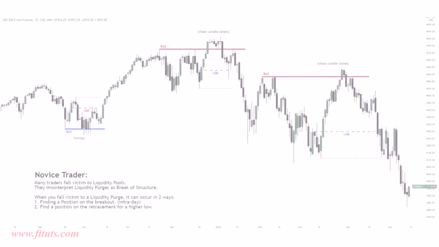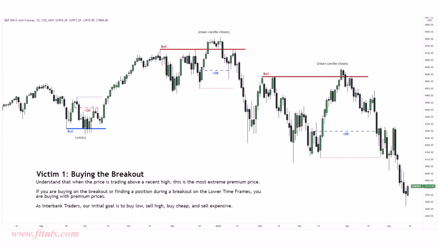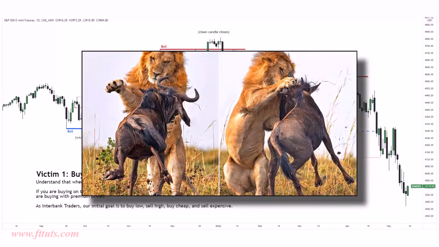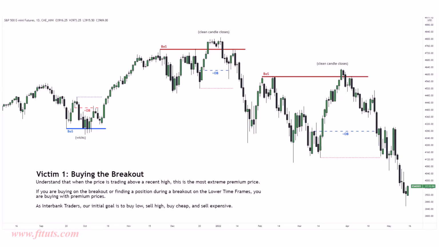So let's talk about the victims of the liquidity purge. We need to understand the victims of the liquidity purge, because once we can put ourselves in their position and understand, okay, if they bought that breakout, or if they try to buy the dip, their stop would be right here. And as a market maker, you want to be thinking like one. You want to be thinking, okay, where are the victims' stop losses and how can I target it? And this is the first step. It's understanding liquidity purges.